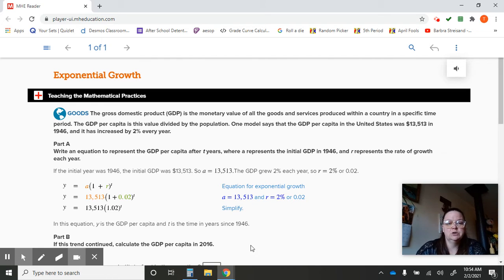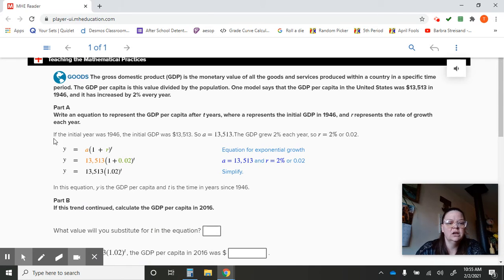Write an equation to represent the GDP per capita after T years, where A represents the initial GDP in 1946 and R represents the rate of growth each year. If the initial year was 1946, the initial GDP was 13,513. So A is 13,513. The GDP grew 2% each year, so R is 2% or 0.02.